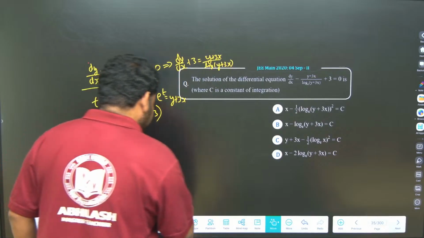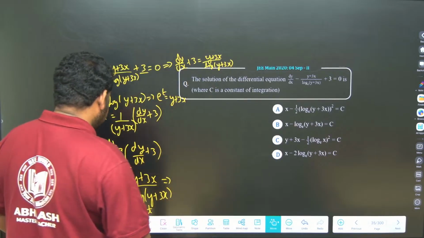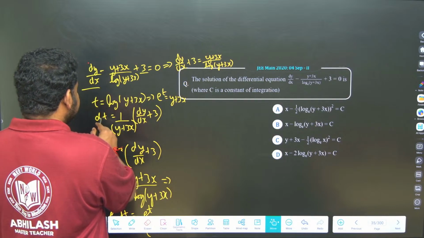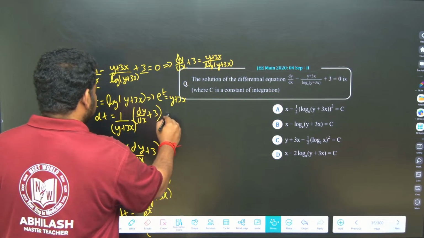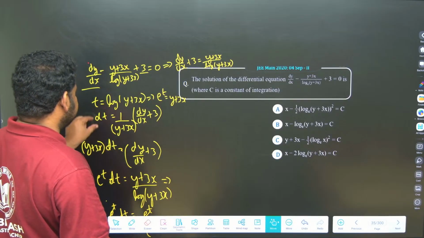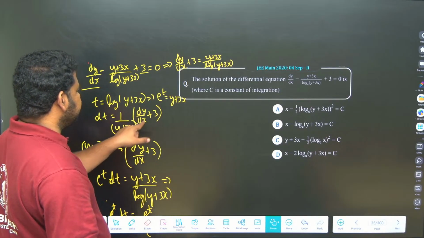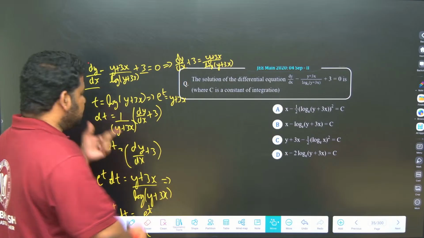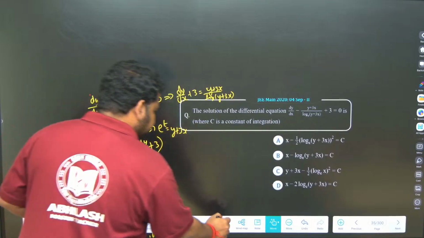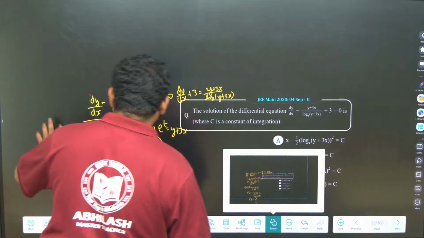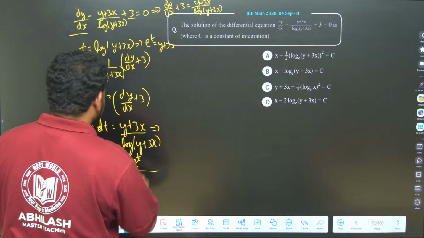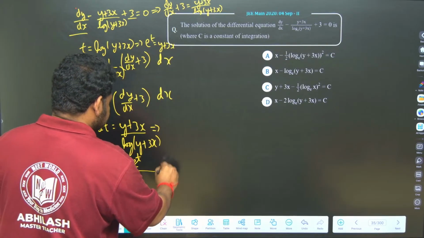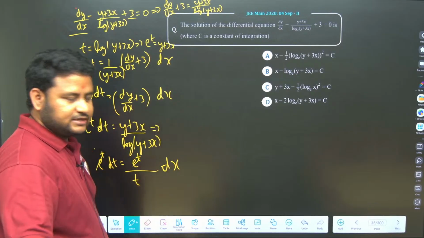Now what we have to do? We have to integrate this. Okay. So this will become dt. Here we have dx also. So dy by dx plus 3, we have to differentiate with respect to x, no? We have to differentiate with respect to x. This gives us, be careful, this dx will also be there. Got it?